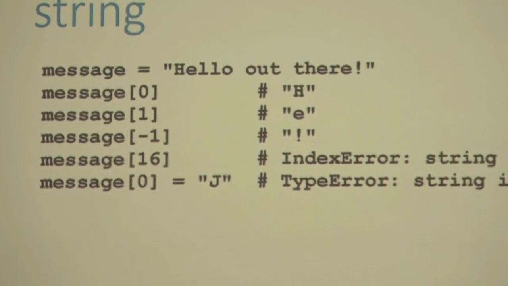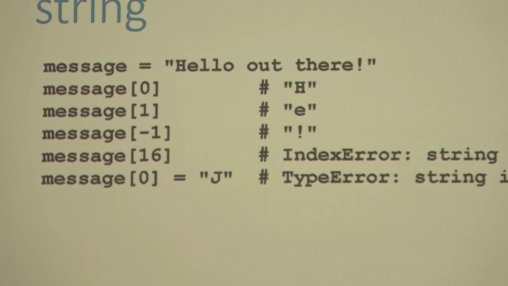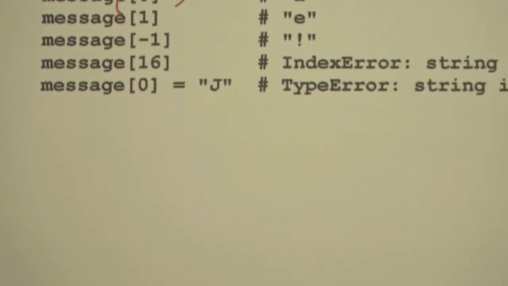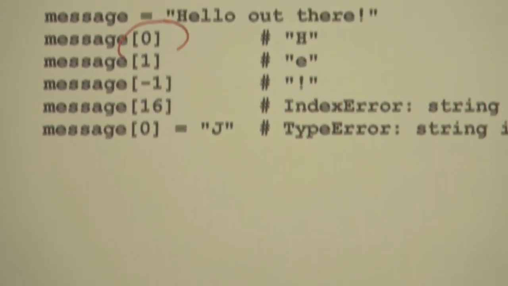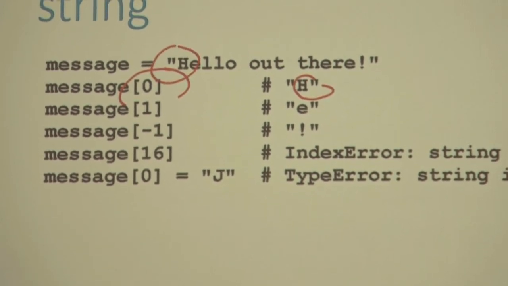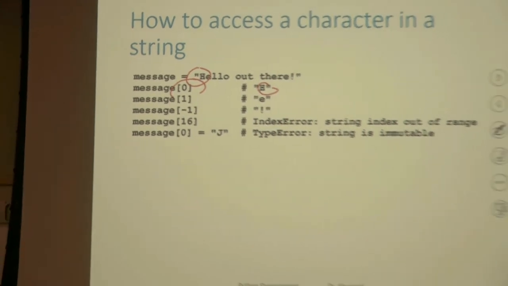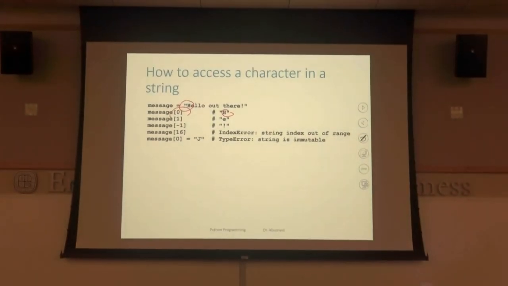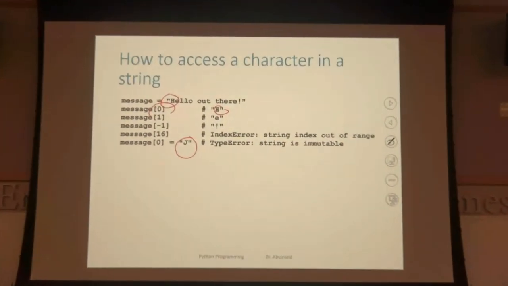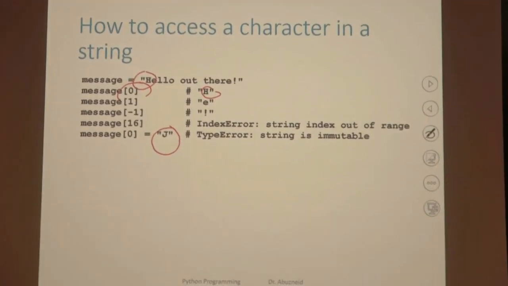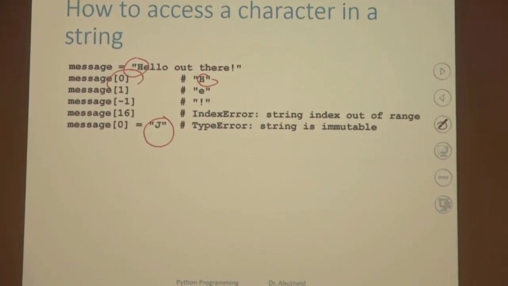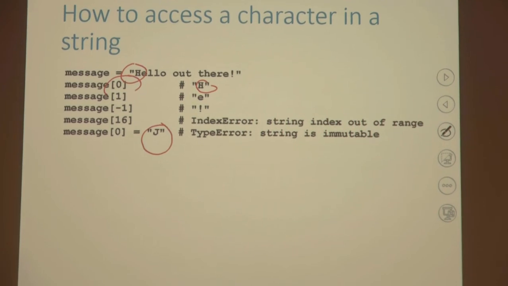So how we index it, I already explained on the board, with the square brackets. So message index of 0 will give you H, because the first letter is H. And always, always, always remember, the indexes always start from 0. Major, major, major problem. Who says major, major, major problem? Somebody, right? Okay, so J, and here is a problem.